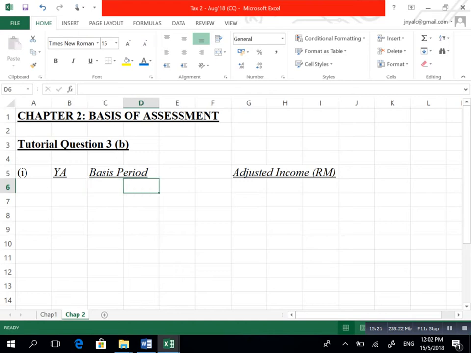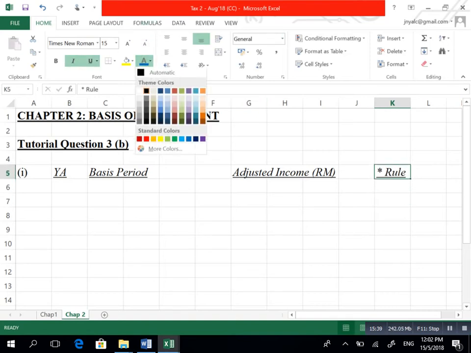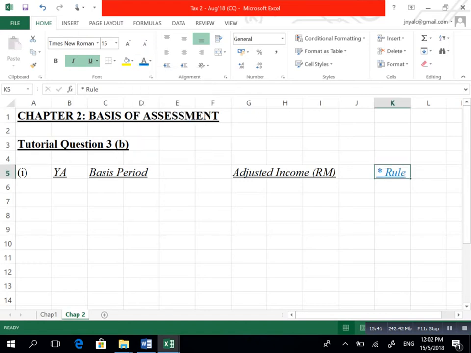Now in your exam, if the question asks you to determine basis period, you just need to answer for this. But usually I will add on one more column to tell you which rules we are applying. It depends on you whether you want to write it or not. If you're familiar with it, then actually no need to write, and no need to write in the exam also. But this is just for your revision purpose, so at least you know which rules we are talking about.